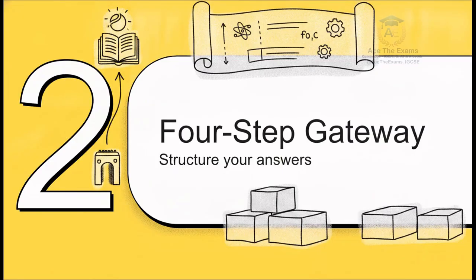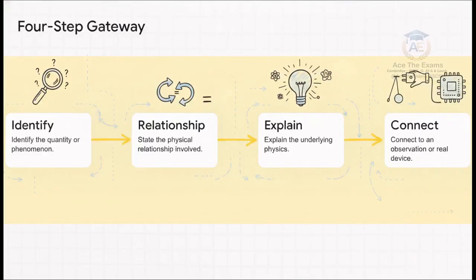Section 2. The 4-step gateway. Let's look at the ultimate blueprint for structuring those top mark answers. This right here is what we call the micro gateway. Think of it as your PEEL framework for physics. Point, evidence, explanation, link. It guides you from simple identification all the way to a real-world connection.